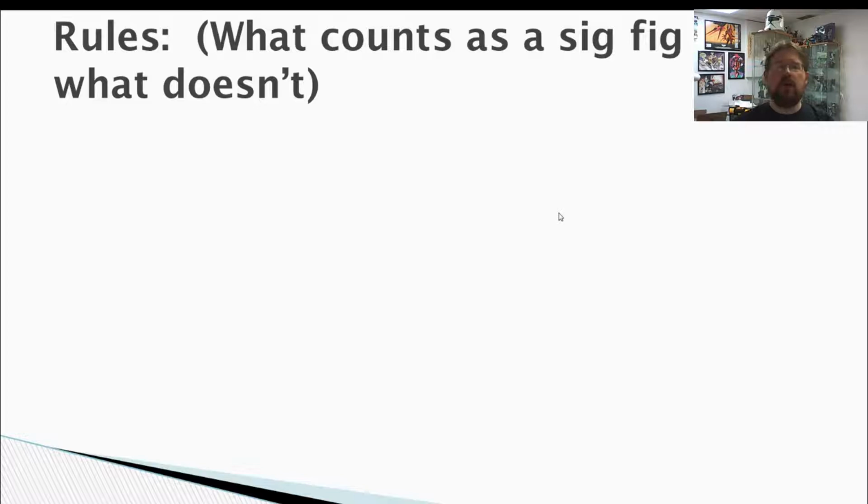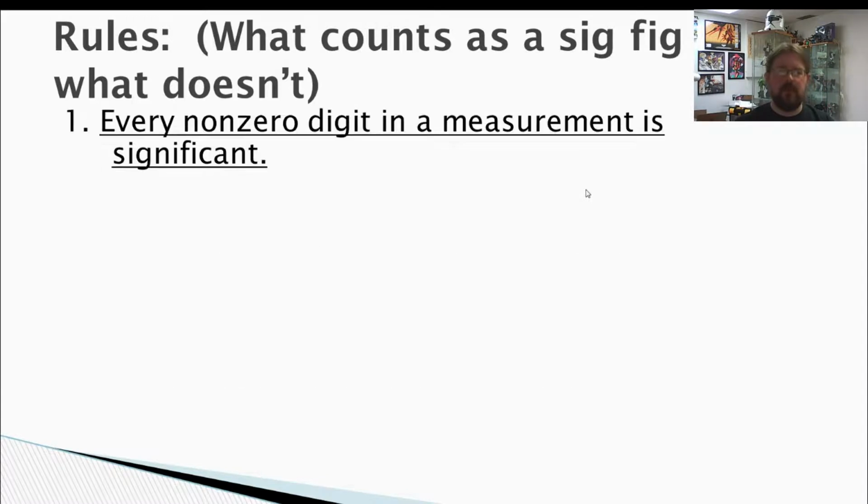So, the rules for what counts as a sig fig in a measurement and what doesn't. Let's say you're presented with a measurement. How do you know what is a significant figure and what isn't? Well, there are 5 rules to consider. Rule number 1, every non-zero digit in a measurement is significant. If there's a digit in there that's not zero, it is significant.